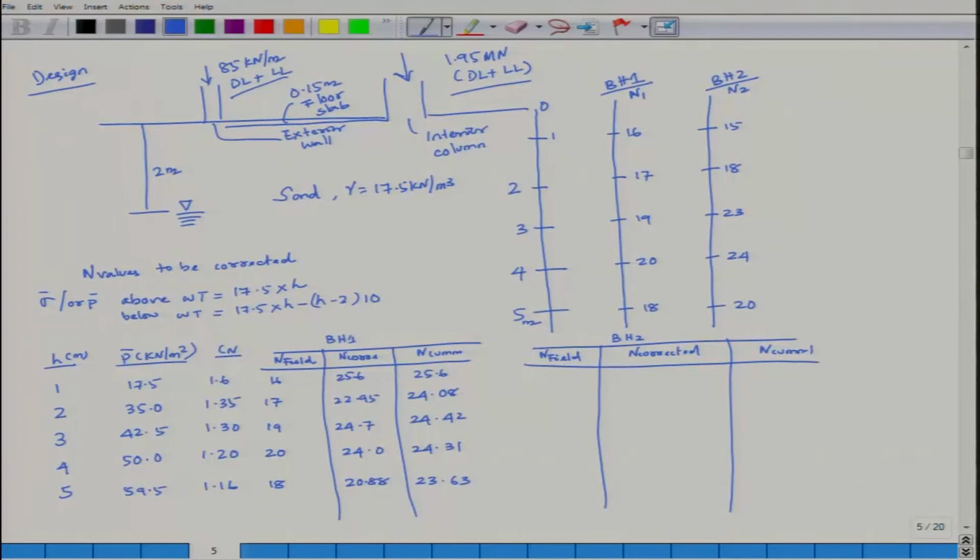Here it is 15, 18, 23 for borehole 2, 24 and 20. N corrected is your 24, 24.3, 29.9, 28.8 and 23.2. N cumulative is your 24, 24.15, 26.07, then 26.75, then 26.04.